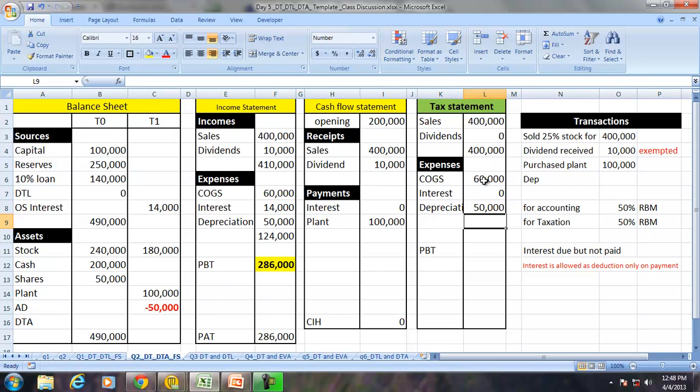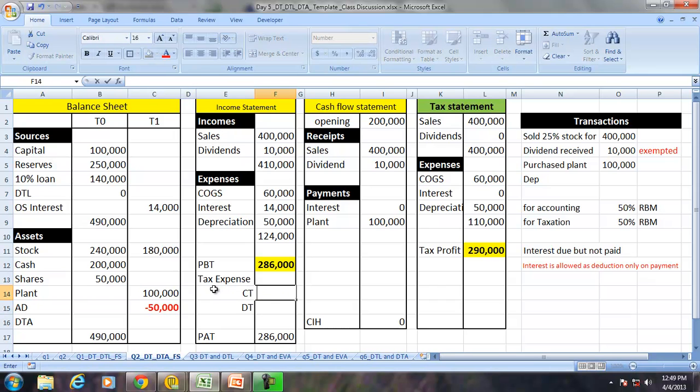So we can see that the taxable income is not the same as accounting income in this case because of the exempted incomes and because of interest. However, interest will be allowed as a deduction on a payment basis. So interest is a timing difference, whereas the dividend leads to the permanent difference. When the PBT is not the same as taxable income, then we have to show the tax expense as CT and DT.